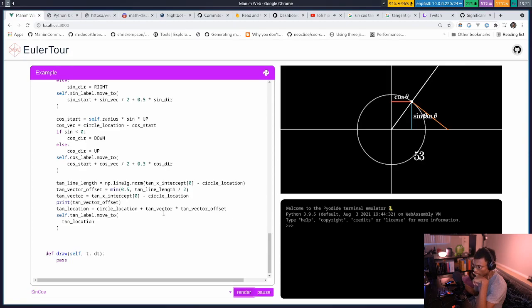Why? Should this be less than divided by 2? I'll make this divided by 3 and I'll make this 0.3. It's doing like a max instead of a min.